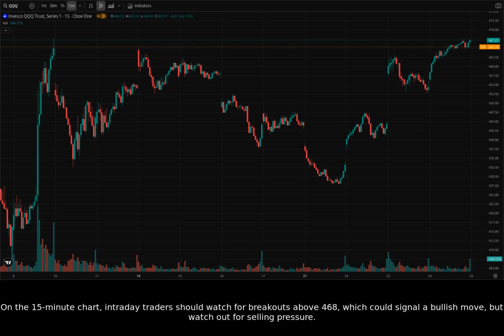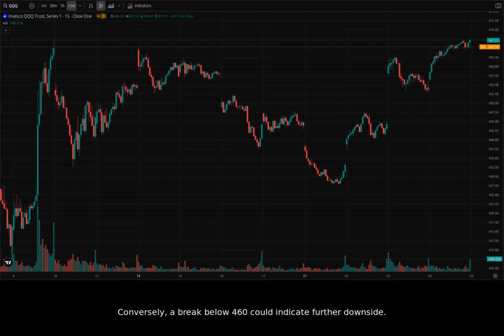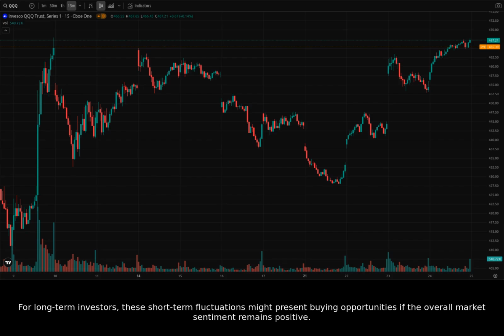On the 15-minute chart, intraday traders should watch for breakouts above 468, which could signal a bullish move, but watch out for selling pressure. Conversely, a break below 460 could indicate further downside. For long-term investors, these short-term fluctuations might present buying opportunities if the overall market sentiment remains positive.